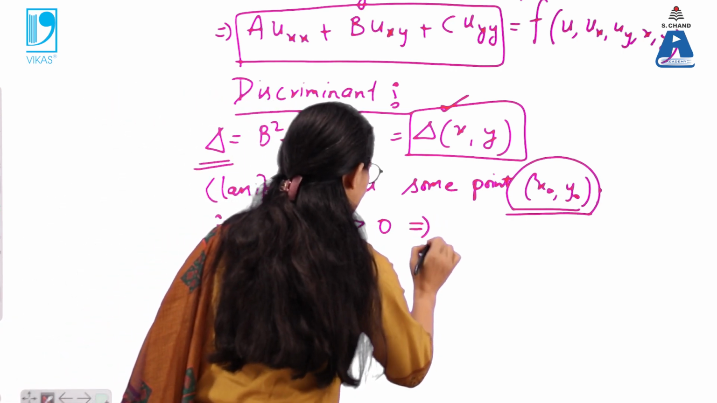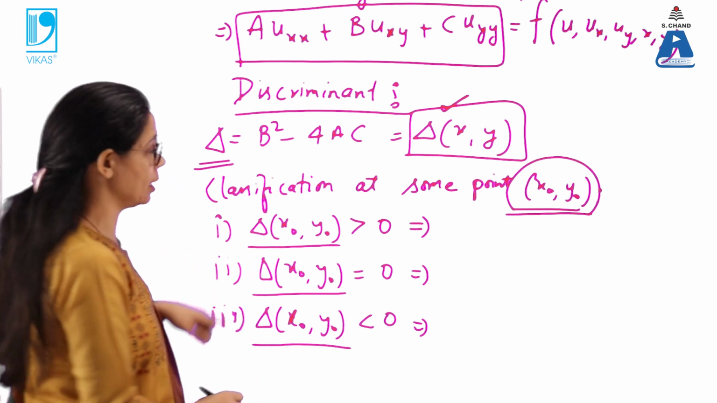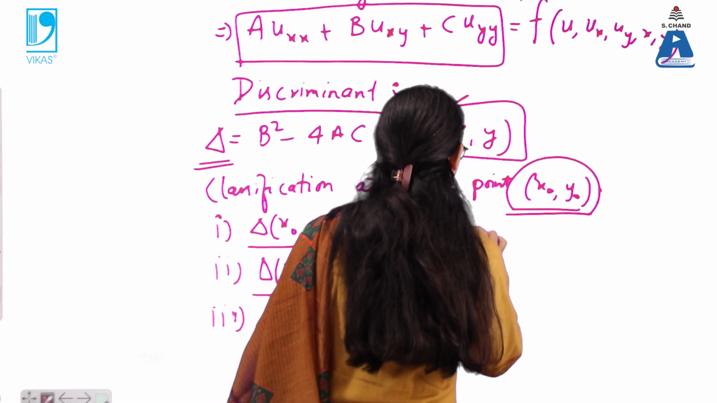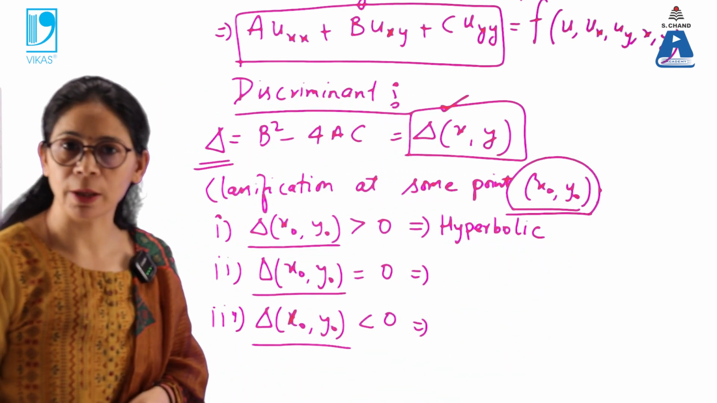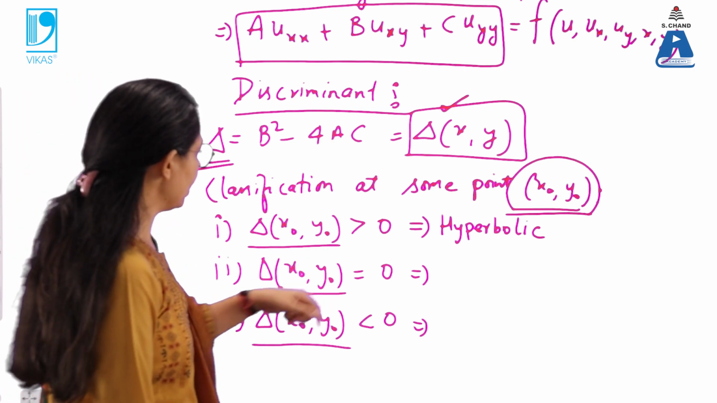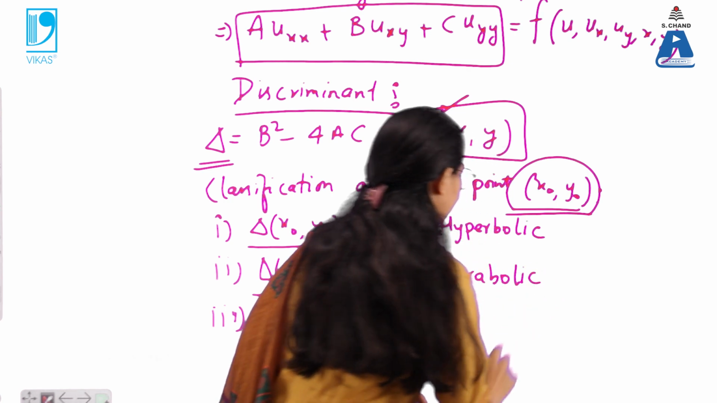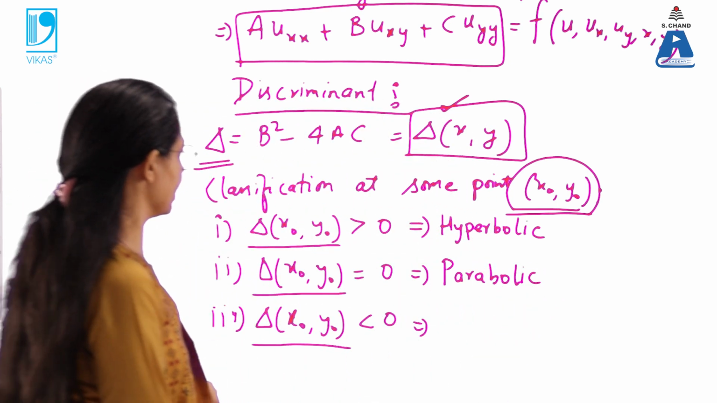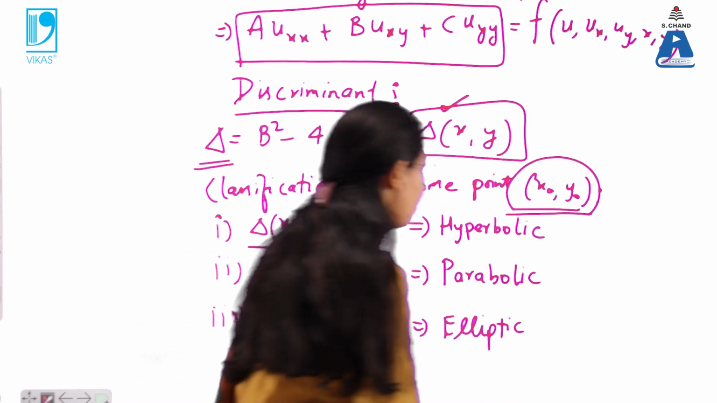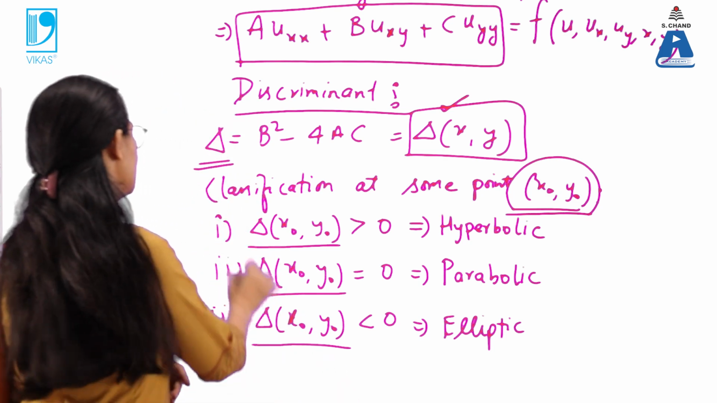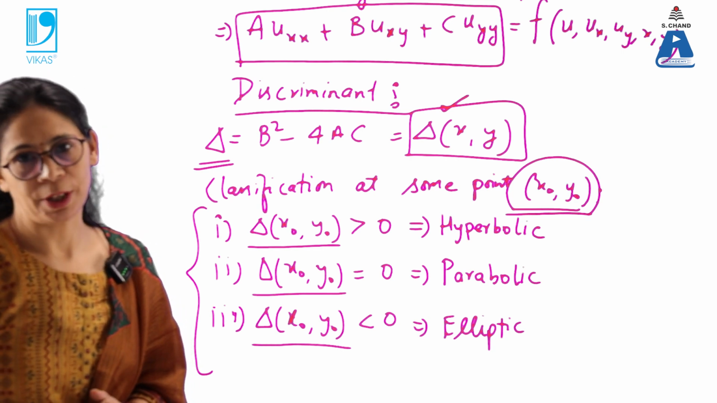So, if this discriminant is greater than 0, the given differential equation will be called a hyperbolic partial differential equation. If it is equal to 0, it will be called a parabolic partial differential equation, and if it is less than 0, it will be called an elliptic partial differential equation. So, this is the classification of second order linear partial differential equation.